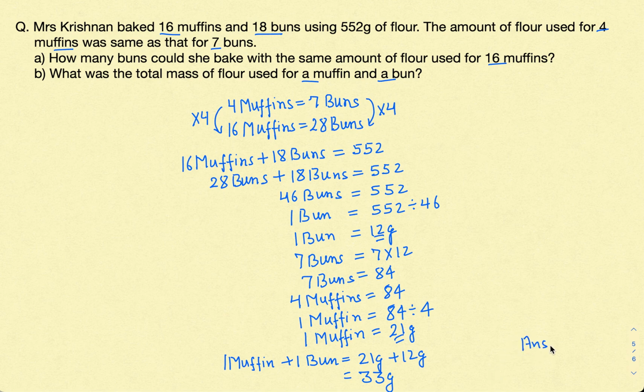So let's write our final answer quickly. Part A of the question is, how many buns could she bake with the same amount of flour used for 16 muffins? Answer is 28 buns. And for part B, what was the total mass of flour used for a muffin and a bun? It's 33 grams. Okay, so that's the solution of this question.